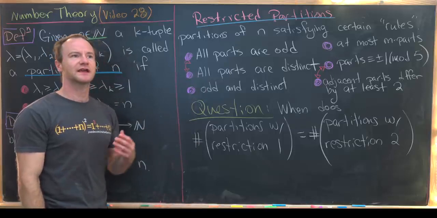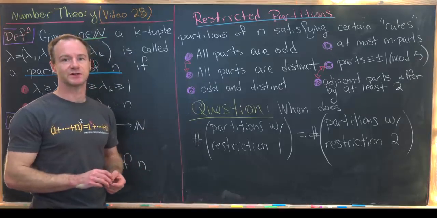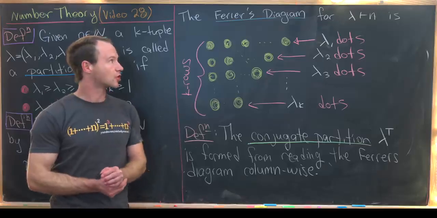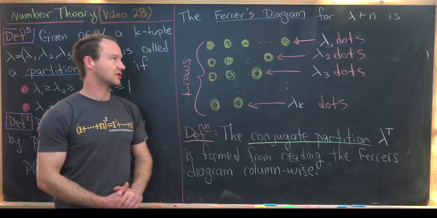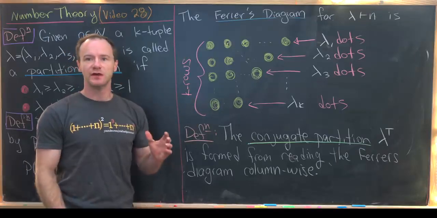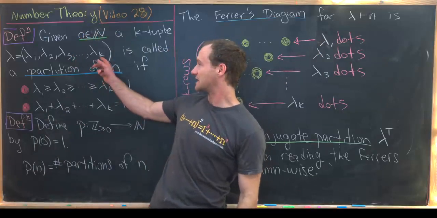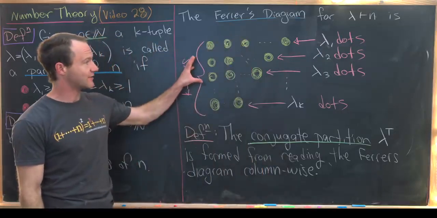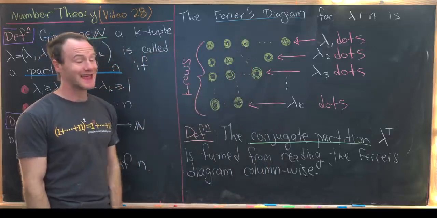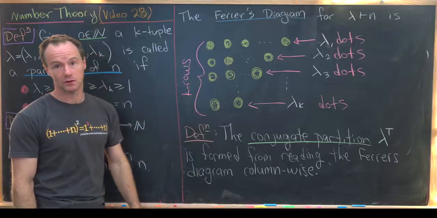So next, we're going to look at a nice graphical tool for analyzing integer partitions. Now we're going to look at an important graphical tool for studying integer partitions. These are called Ferrers diagrams. So if we've got a partition lambda of n, we'll just say lambda has k parts like this over here. The Ferrers diagram is a diagram of n dots laid out in k rows.